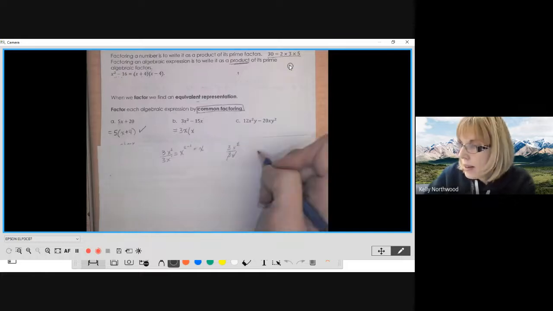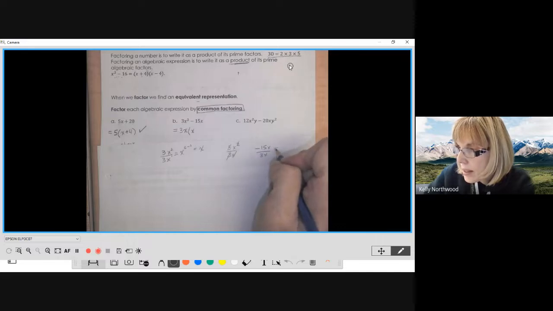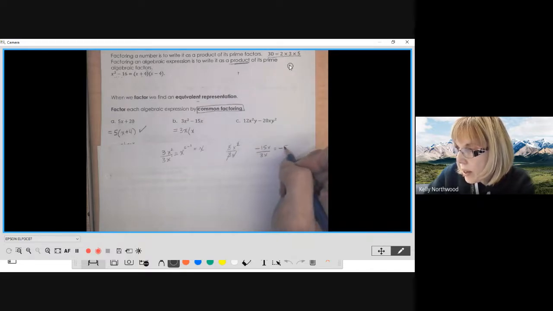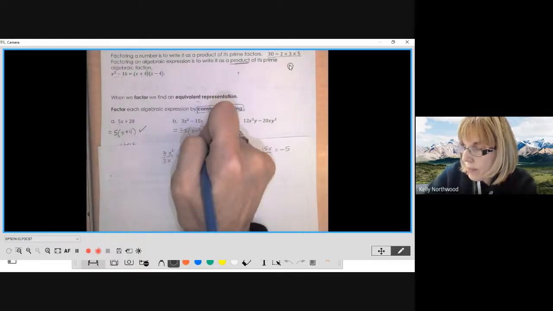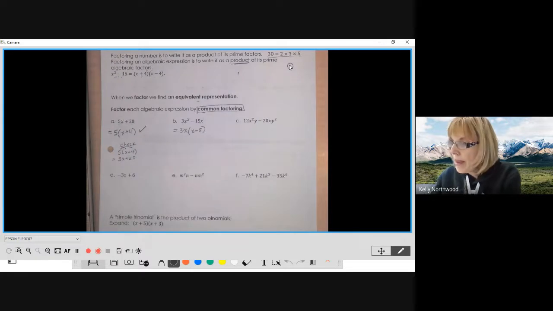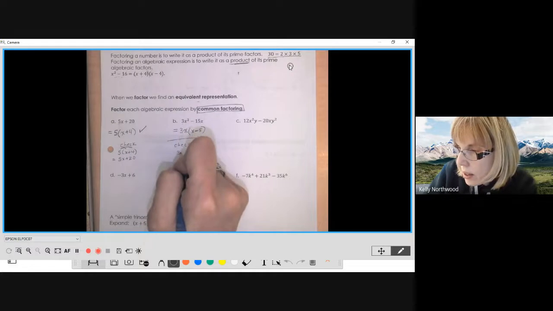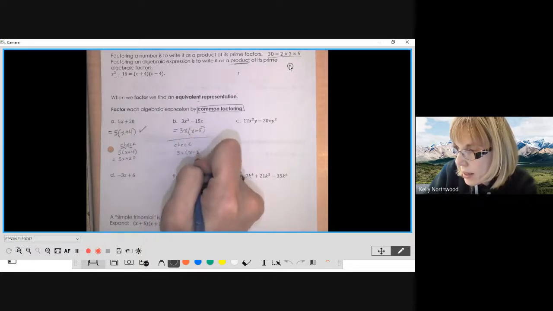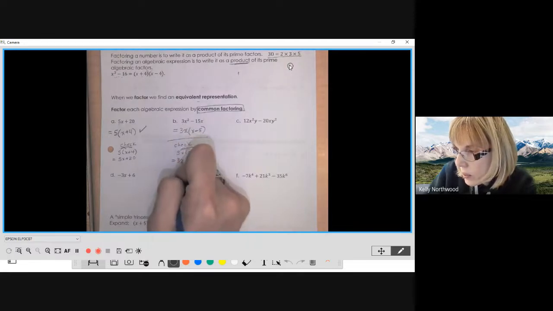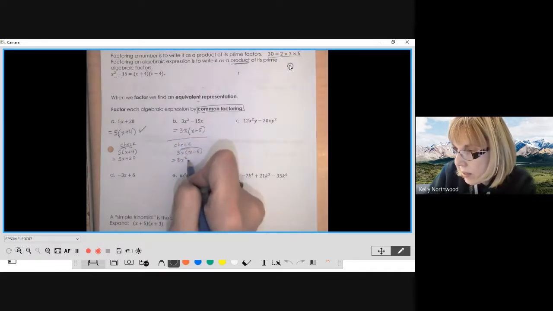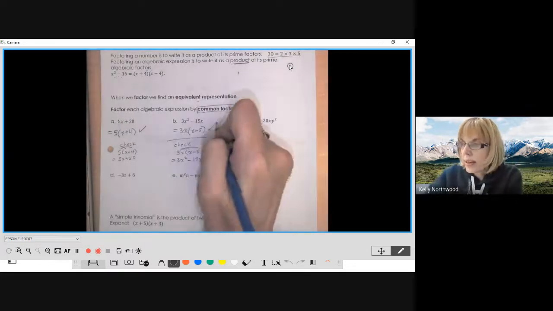And then negative 15x divided by 3x. Negative 15 divided by 3 is negative 5. x divided by x is 1. So minus 5. And again, you don't have to, but if you want to, you can check your answer by expanding. 3x times x is 3x squared. 3x times negative 5 is negative 15x. And so this is correct.